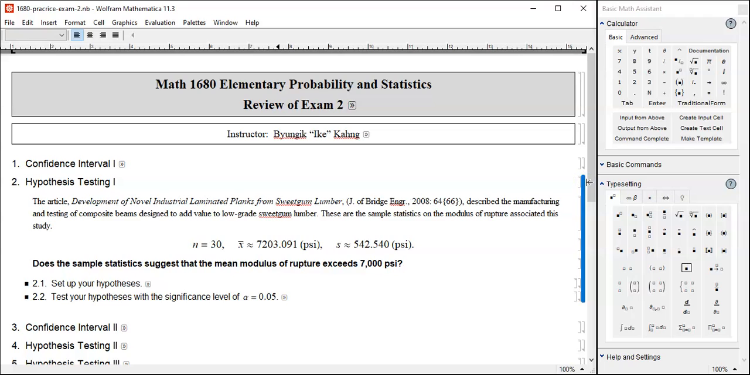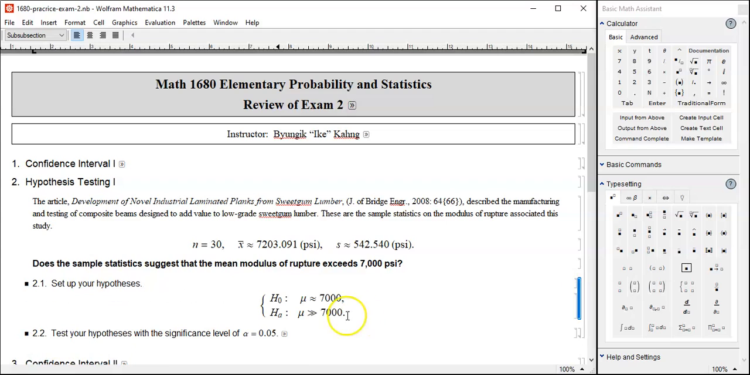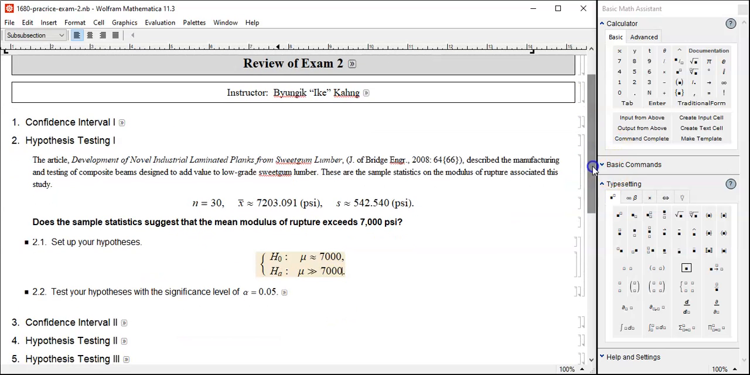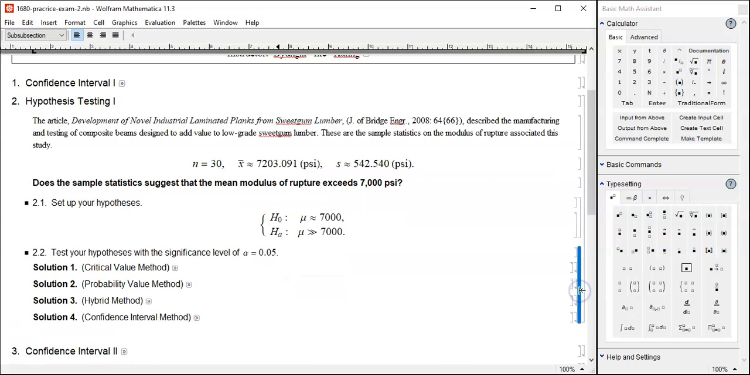This time, let's use the third method, the hybrid method. We have sample statistics like these, and the question is about exceeding 7,000 or not. Based upon that, we can set up hypotheses like this. Same as null, and the problem said exceed, so exceeding 7,000 significantly. So those are my hypotheses, and let's test these hypotheses using the hybrid method.